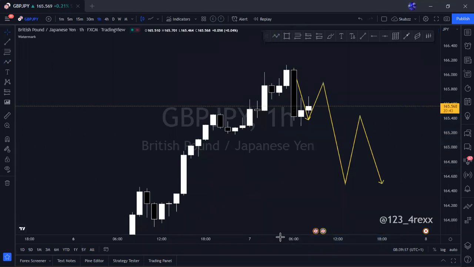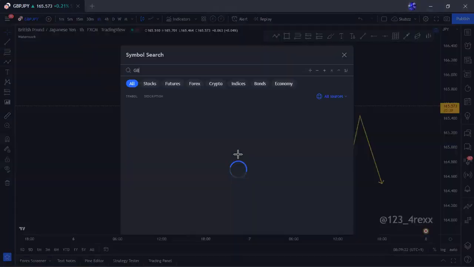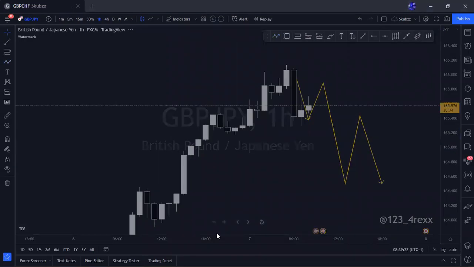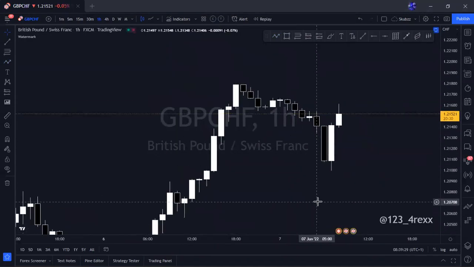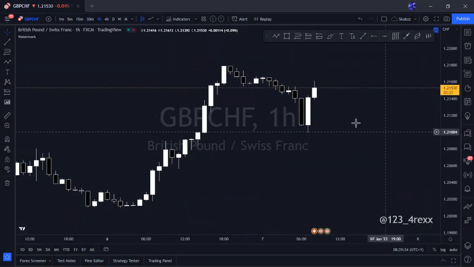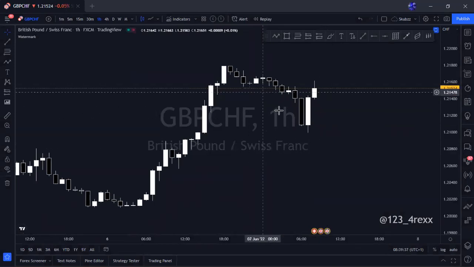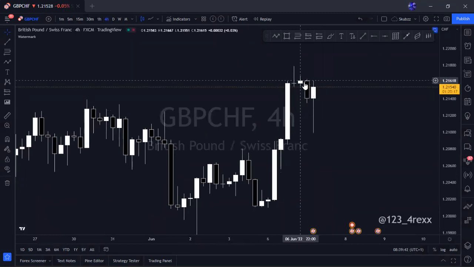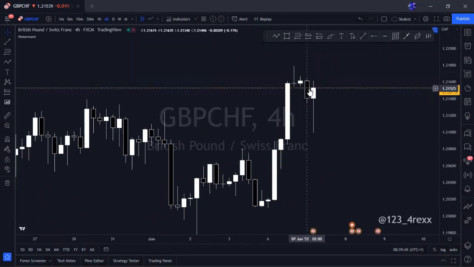Someone said GBP CHF. Okay, GBP CHF, so I think it's the same thing. We have that whole bearish move, but let's look at the 4H. Do we have any rejection? We don't have any rejection candles on the 4H. We just have one bearish candle. I think this is like a dragonfly doji.